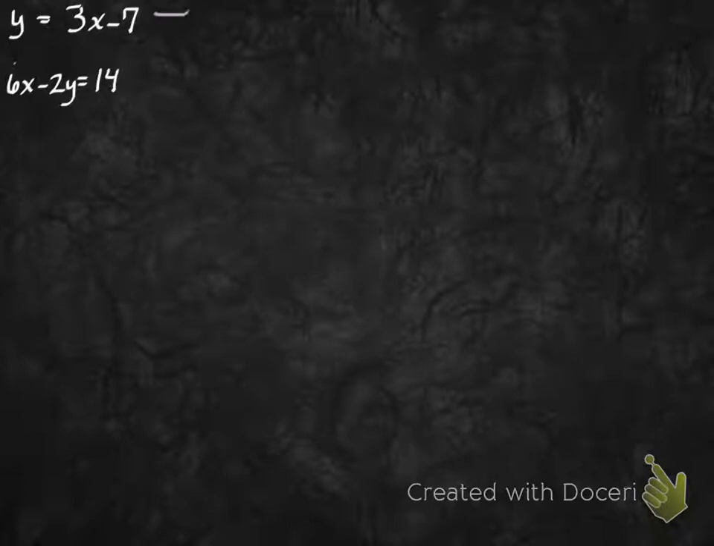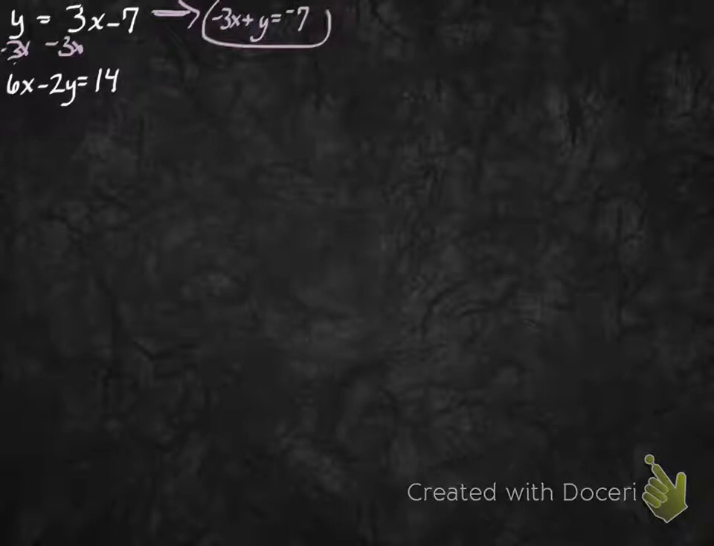So in this first equation, I need to rewrite it to where x and y are on the same side. So I need to move the x over. And that creates a new equation of negative 3x plus y is equal to negative 7. And so now I have my two equations, and I'm going to use these to create my matrices.